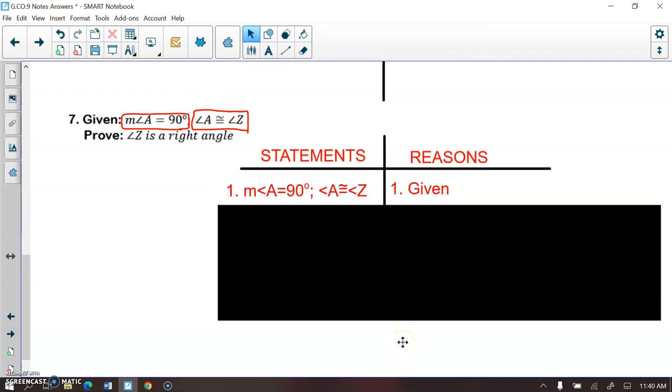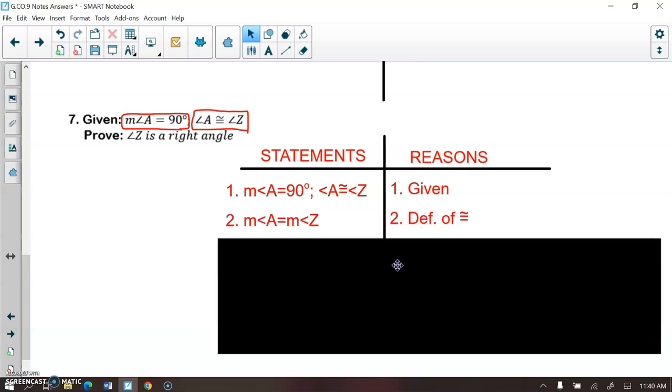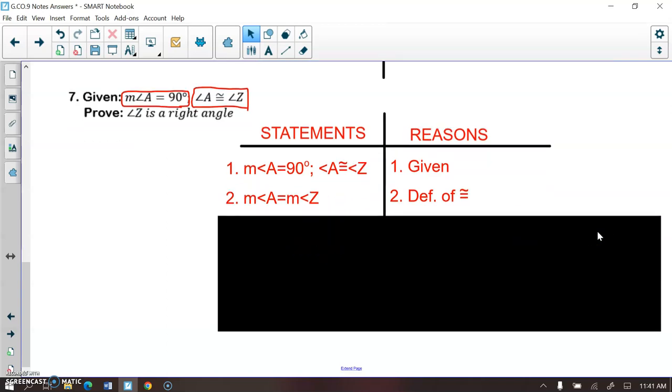So we may need to do something that we learned a couple of videos ago when we changed a congruent symbol into an equal sign using the definition of congruence. So I'm going to take this angle A congruent to angle Z. I'm going to change it into the measure of angle A is equal to the measure of angle Z using the definition of congruence. The reason why I do that is because now I have a consistent symbol between these two, and now I can work with those two things.